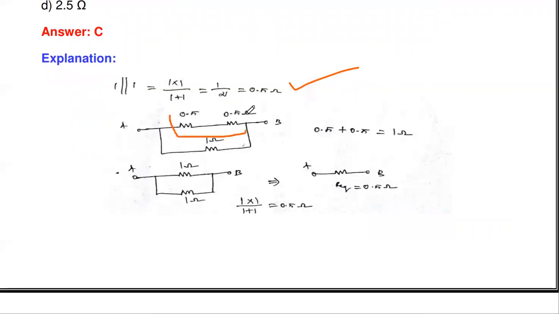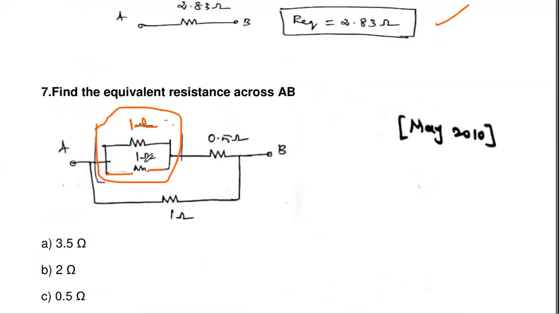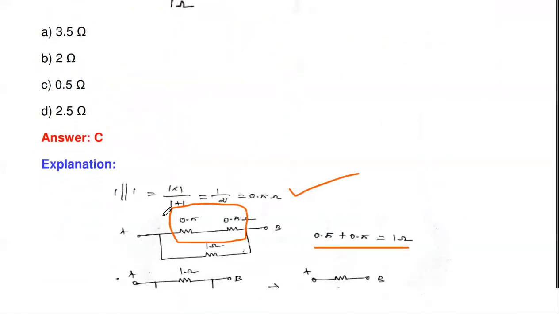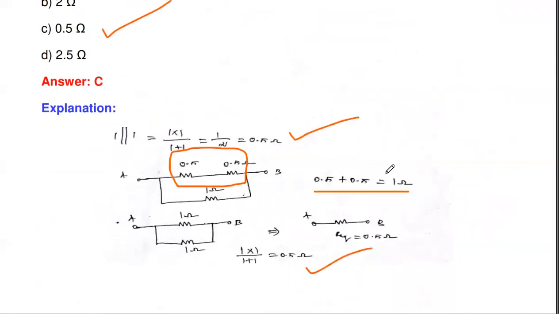Then you replace with 0.5. Now you see this 0.5 and 0.5, how are they connected? Series. Series means you just add. So the answer is 1 ohm. And this 1 ohm and this 1 ohm, how are they connected? Parallel combination. So we get the answer 0.5. So step by step you solve the circuit: first this 1 ohm is parallel, then that resistor in series with 0.5, then this branch is parallel. So finally we got the answer 0.5 ohms. This is also one of the university 2-mark problems.